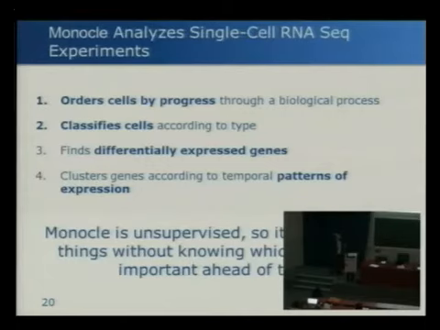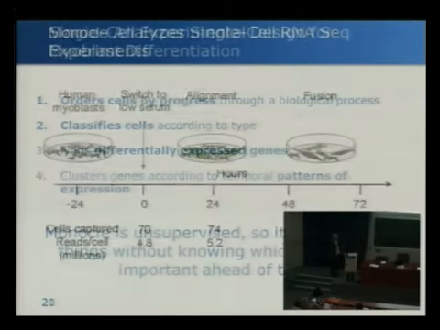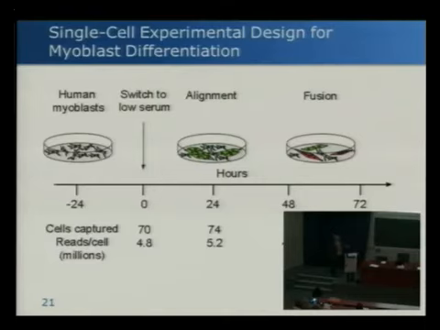Okay, so what Cole came up with is this sort of new algorithm that he calls Monocle. Basically it's for analyzing single-cell RNA-seq data, and it orders cells by progress through a developmental process. Then you can classify cells according to type, find differentially expressed genes, and look at clusters of genes according to temporal patterns of expression. And the really important thing is that Monocle is completely unsupervised, so it can do these things without knowing which genes are important ahead of time.